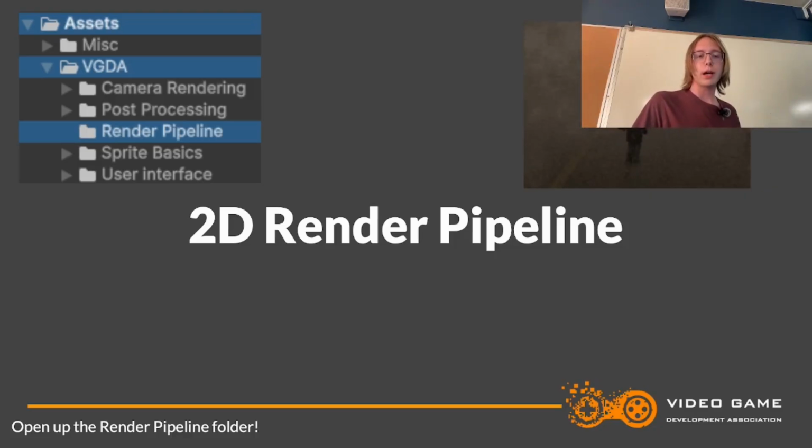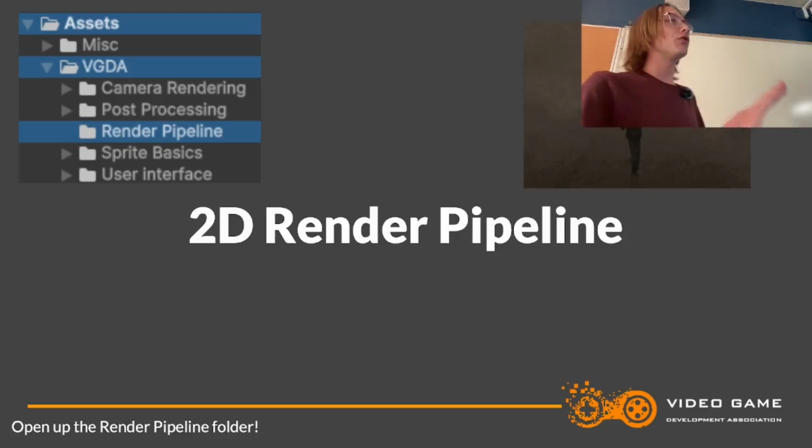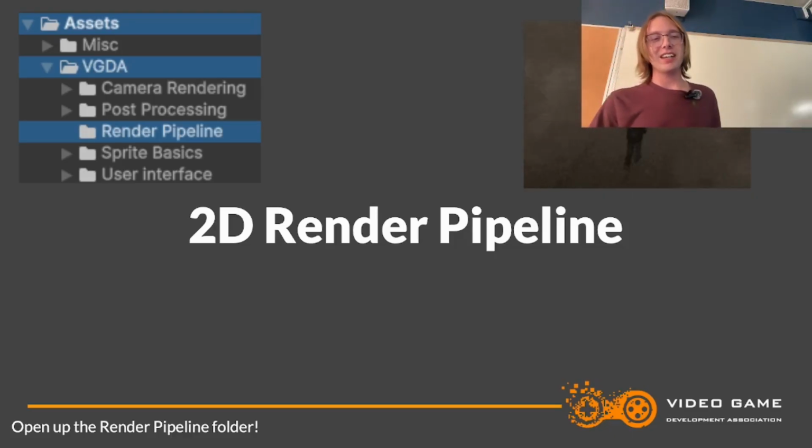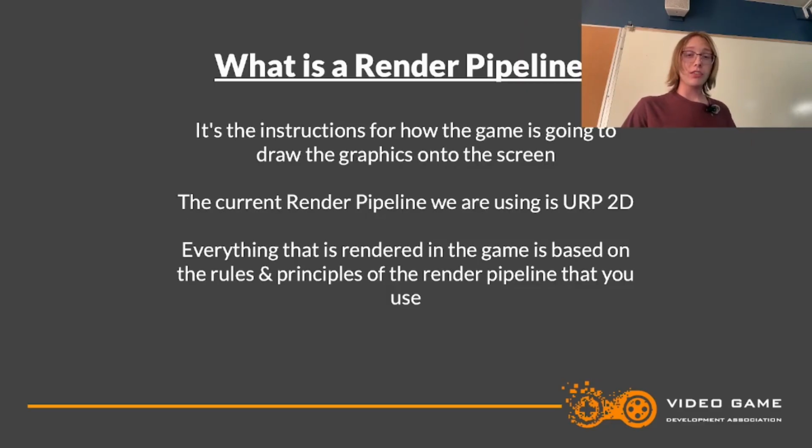Okay, next thing, 2D render pipeline. This is the last part of all these definitions I'm going to give you guys. So yeah, and if you guys are in Unity, this is the VGDA render pipeline folder. So what is a render pipeline? It's the instructions for how the game is going to draw the graphics onto the screen. The current render pipeline we're using is URP2D.